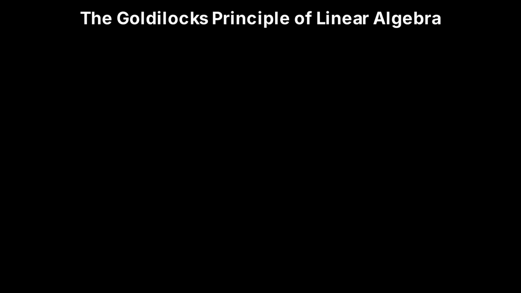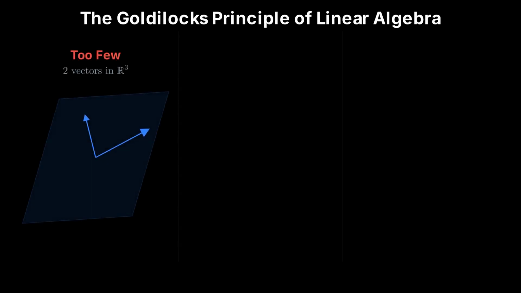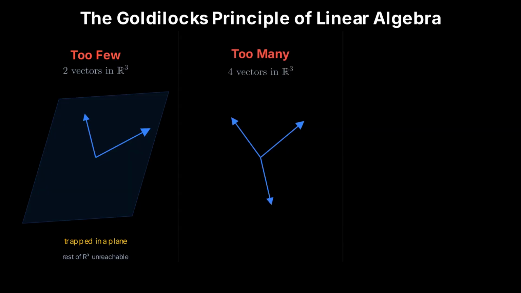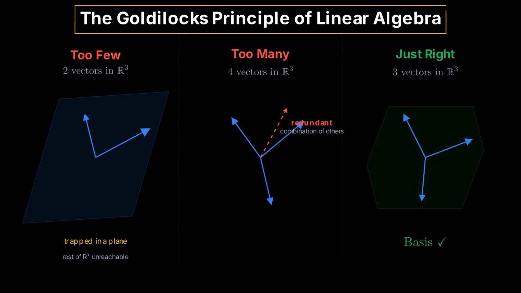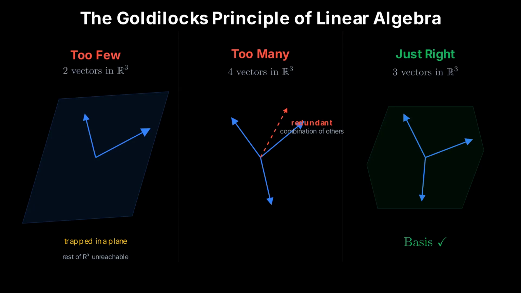Think of describing every point in three-dimensional space. Two vectors only span a flat plane. You're trapped in flatland. Four vectors, at least one is dead weight, expressible as a combination of the others, but three carefully chosen vectors reach every point with zero redundancy. This is the Goldilocks principle of linear algebra.